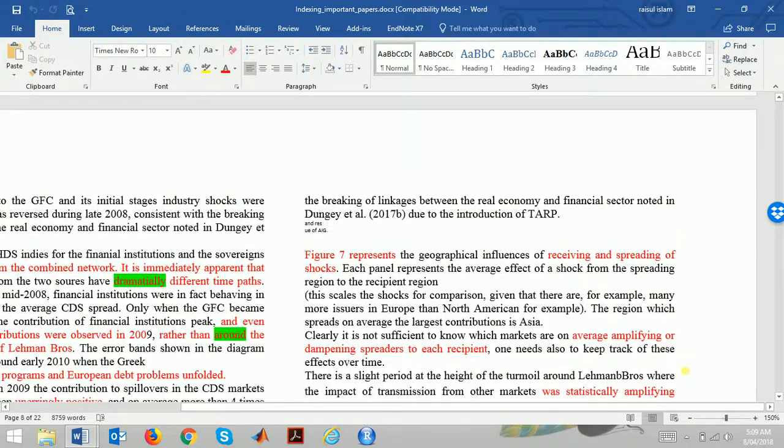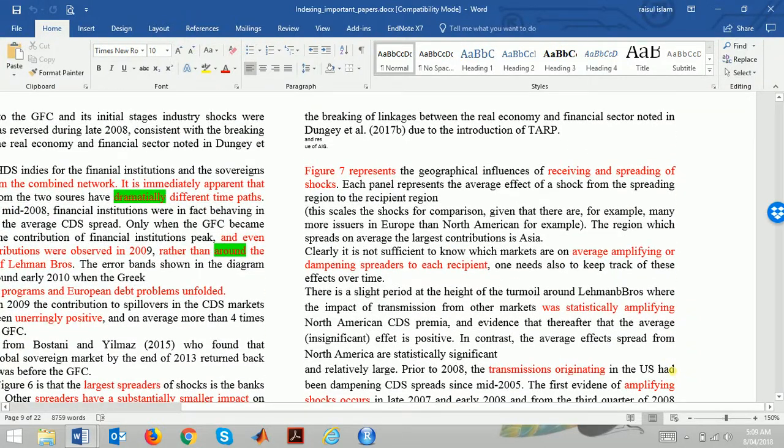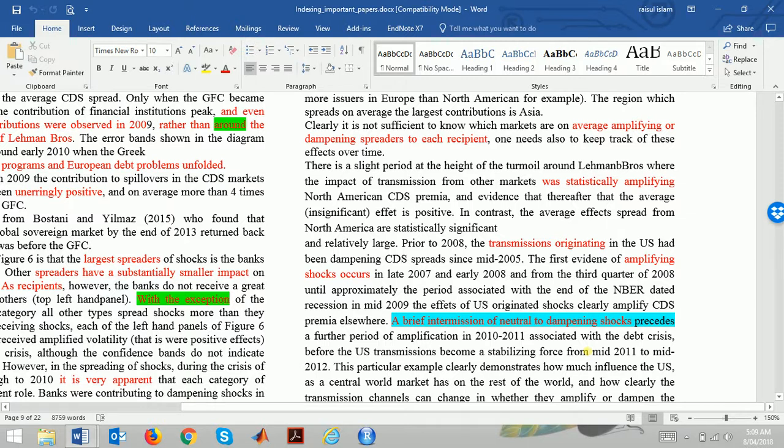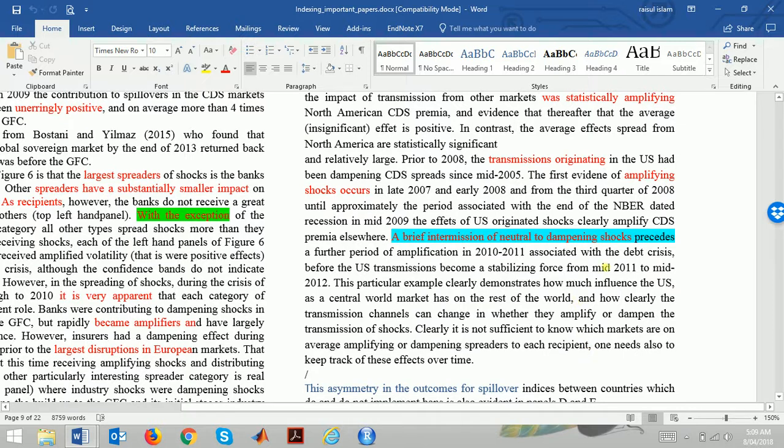Figure 7 represents the geographical influence of receiving and spreading of shocks, whether on average amplifying or dampening spreaders to each recipient. The impact of transmission from other markets was statistically amplifying. The transmissions originating in the US had been dampening CDS spreads since mid 2005. The first evidence of amplifying shocks occurs. A brief intermission of neutral to dampening shocks precedes a further period of amplification in 2010-11 associated with the debt crisis.